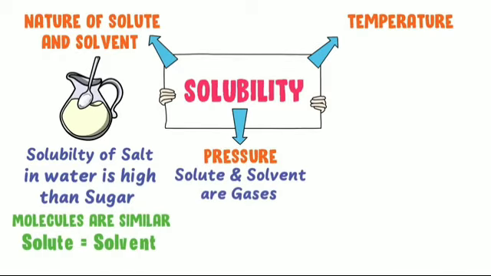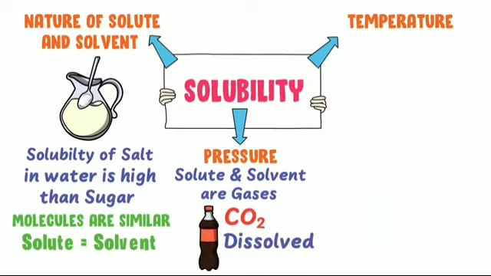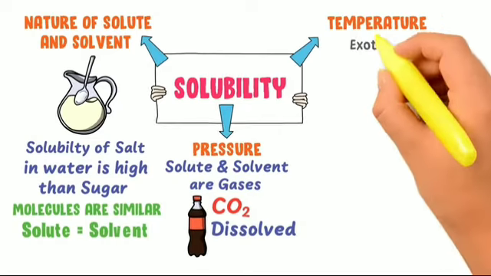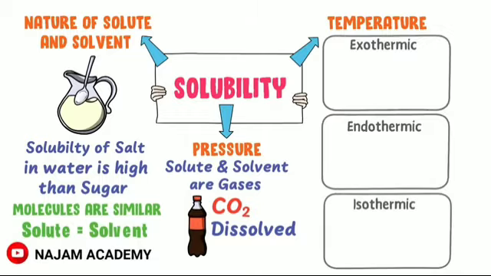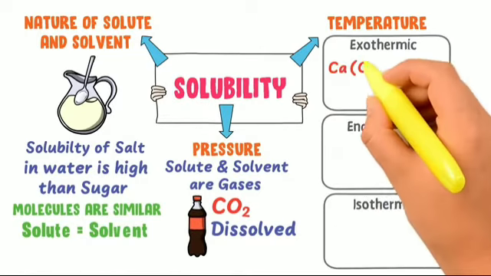Next, pressure. Solute and solvent are gases. But carbon dioxide dissolved in water is a liquid-gas example. So solubility of gases in liquids: carbonated beverages, soft drinks, household cleaners containing aqueous solution of ammonia, formalin. Next, temperature. Effect of temperature: three processes, exothermic, endothermic, isothermic.